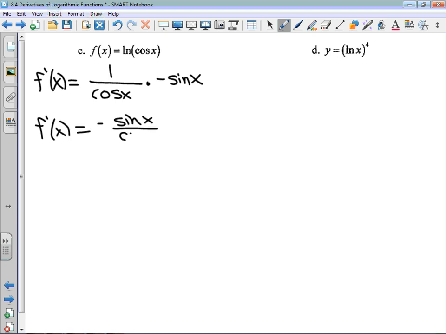I would be okay with that, but hopefully from all your trig, you know that sine x over cos x can get represented by tan x with the negative in place still.